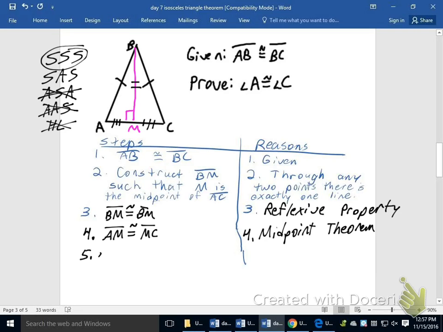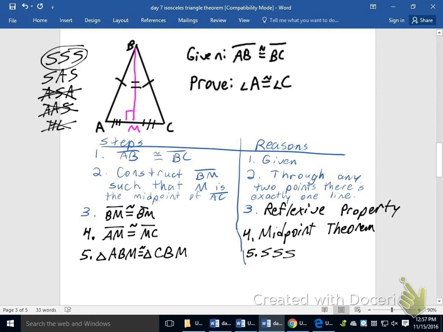Let's go ahead and name those triangles. If I call the first triangle ABM, I would have to call the second triangle CBM, so that the parts match, the segments match that we've already shown congruent. AB matches CB, BM matches BM, AM matches CM. And this is by the side, side, side postulate.